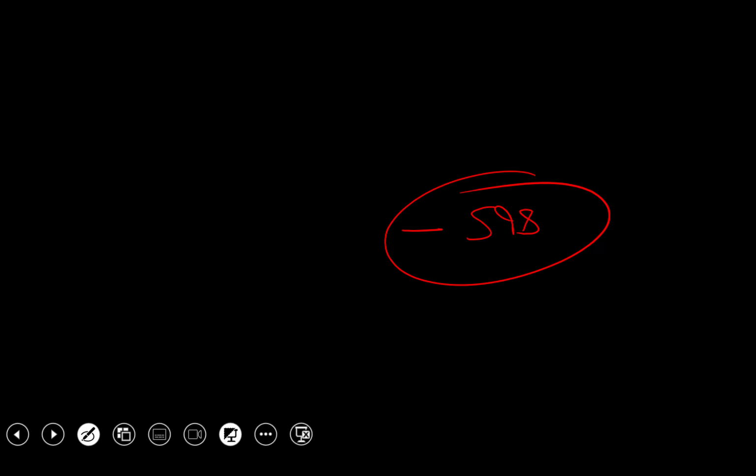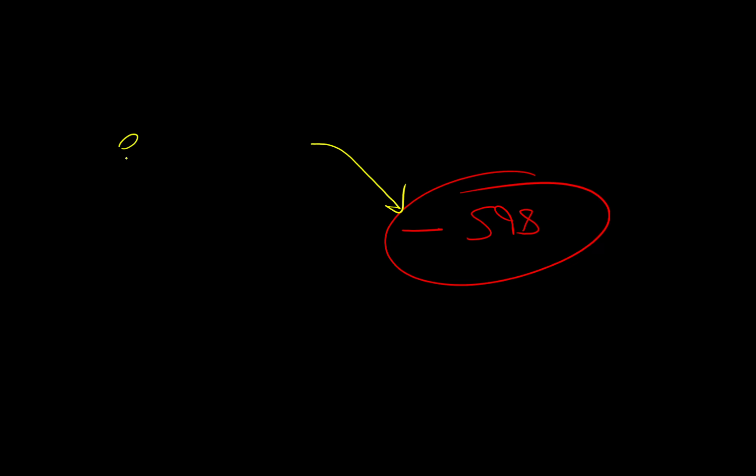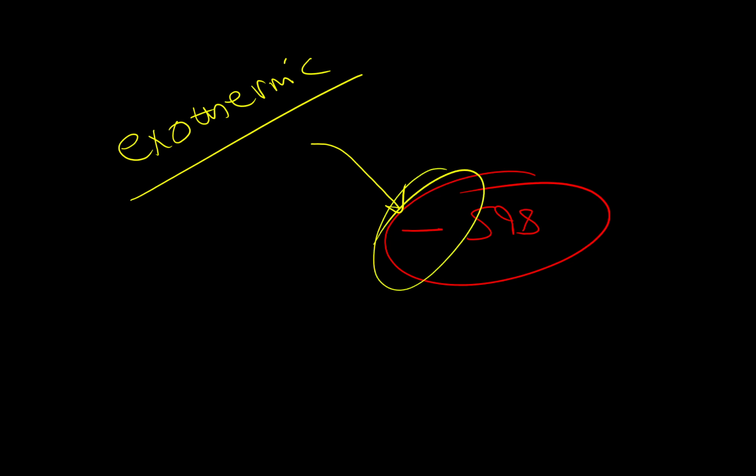What happens if we get a negative number? Let's say the answer is minus 598. What does this mean, anyone? Oh, the reaction's exothermic. Yeah, if it's negative, the reaction's exothermic. So make sure you make a note of that. If you get a negative, that means that the overall reaction is exothermic.